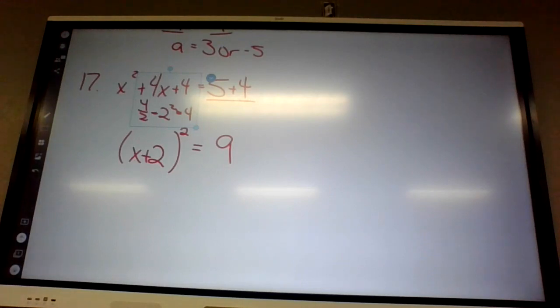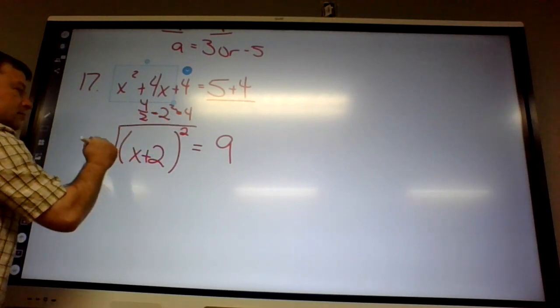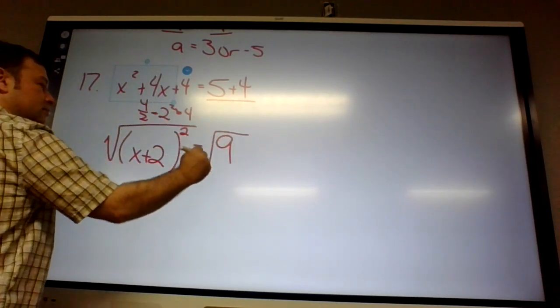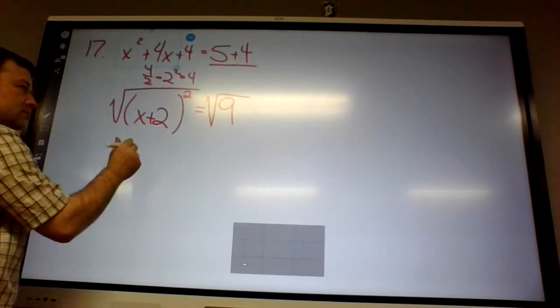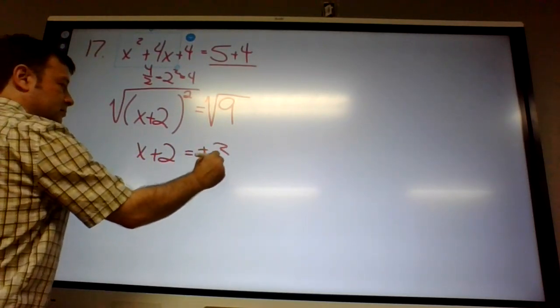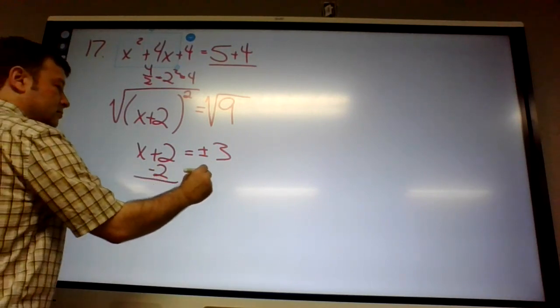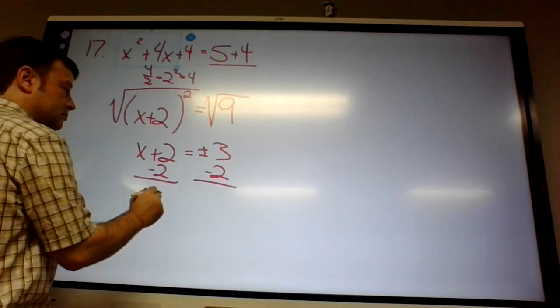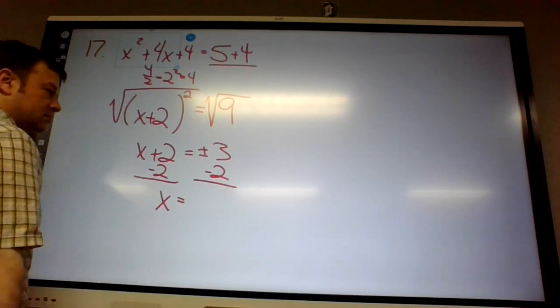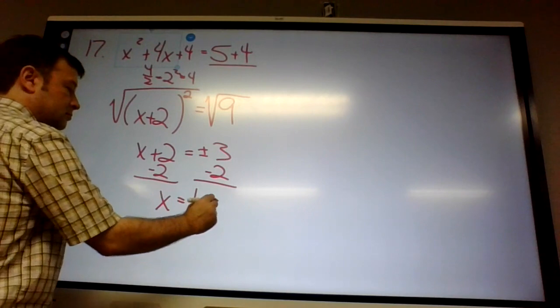Alright, then, now what do I do? You square root both of them. You get x plus 2 equals plus or minus 3. And then you subtract 2 on both sides. And then you get negative 2 plus 3 is 1, and negative 2 minus 3 is negative 5.